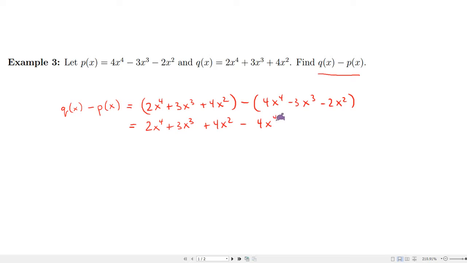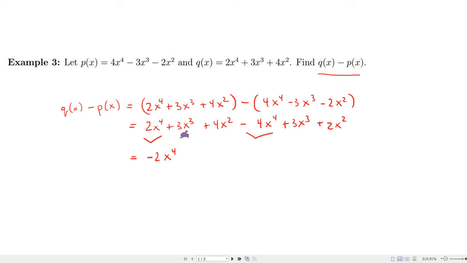Minus 4x to the fourth plus 3x cubed, right? Minus minus is a plus, and then minus minus is a plus. And then now we just combine like terms. So we have something with 2x to the fourth. Any other fourth powers of x? Well, there's one here, and no others. So those two will combine. 2 minus 4 is minus 2.